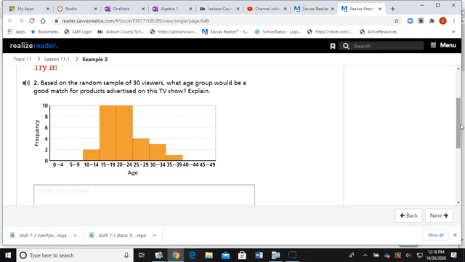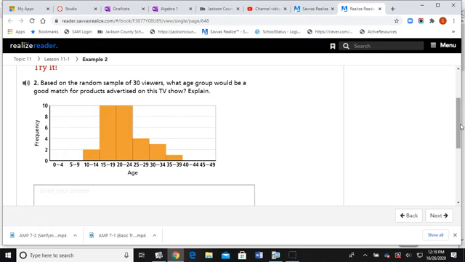So how many people 5 to 9 were watching this particular show? None. How many 10 to 14? 2. How many 15 to 19? 10. How many 20 to 24? 10. 25 to 29 was 4. 30 to 34 was 3. 35 to 39 was 1. 40 to 44, 45 to 49, nobody. Everybody understand how they did the graph? Where did they get those numbers? From the data they gave us, the list of numbers.